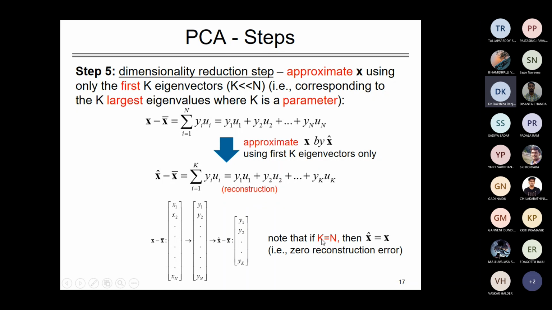Now, when k is found to be n, okay, that means when we get the zero reconstruction error, in that case the approximation of x should be equal to x itself. Okay, that means in that case, the approximation will be found to be the same as the given feature vector x when k is found to be n.